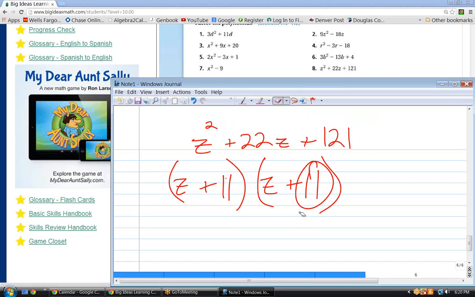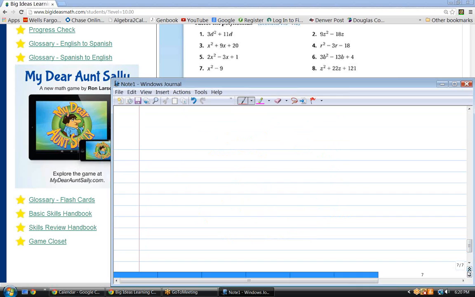So if you're going to check your solution, that's the one you want to do, what I call the double smiley face. Check the inside multiplication and the outside multiplication. Alright. And add them together.